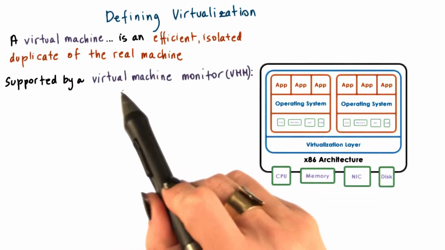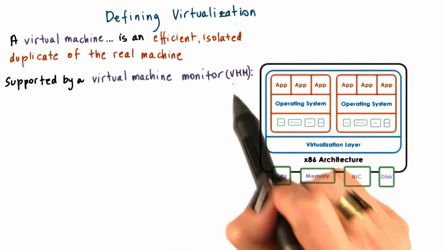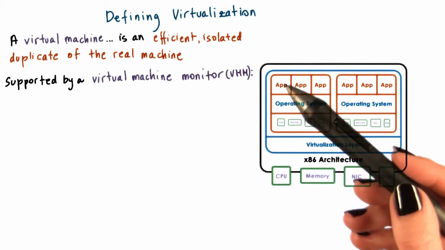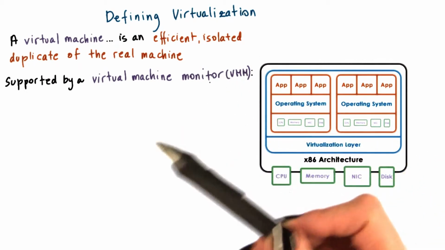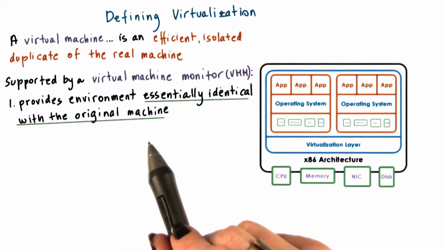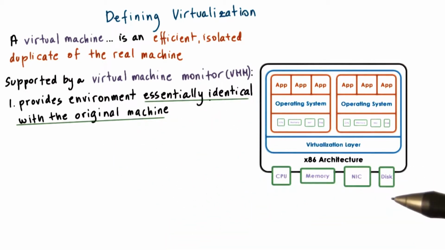Virtualization is enabled through a virtual machine monitor, or VMM. This is the layer that enables virtual machines to exist. As a piece of software, the virtual machine monitor has three essential characteristics. The virtual machine monitor provides an environment for programs that's essentially identical with the original machine.